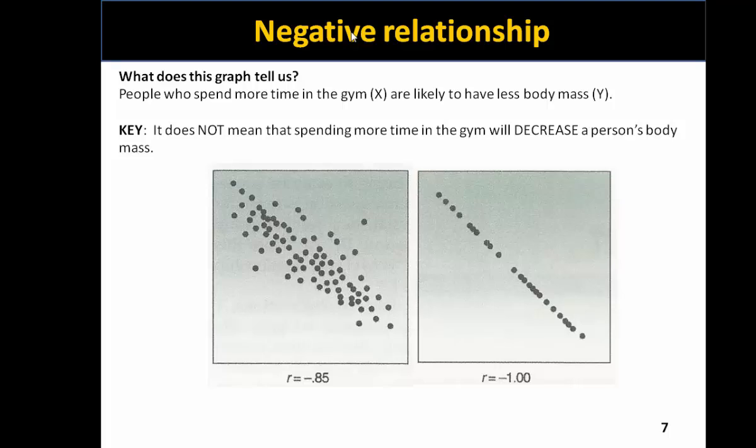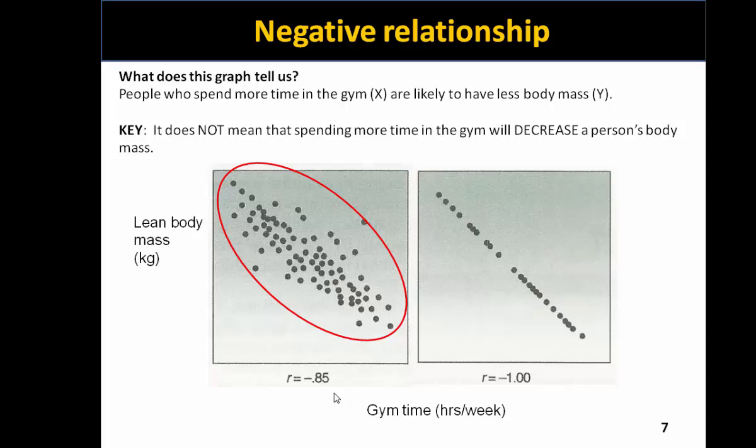But in this approach here, we're getting one snapshot in time from a number of research participants. So along the y-axis, we have a measurement of what's called lean body mass in kilograms, and the amount of time people spend in the gym per week. And so on the left-hand side, here we see information that was obtained from a number of different research participants, and this R value indicates a strong relationship. 0.85 is a rather high number.